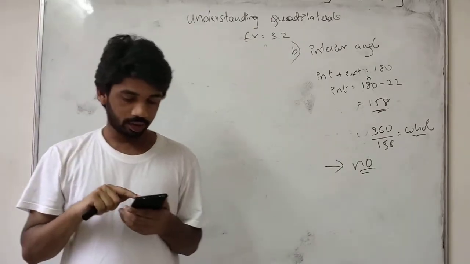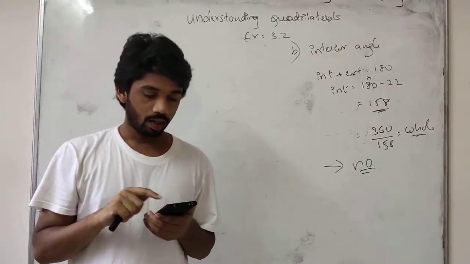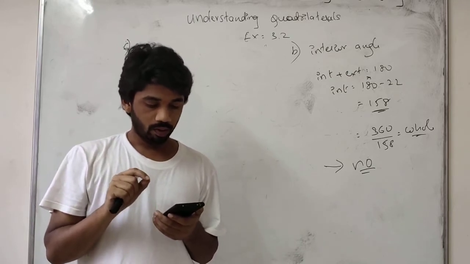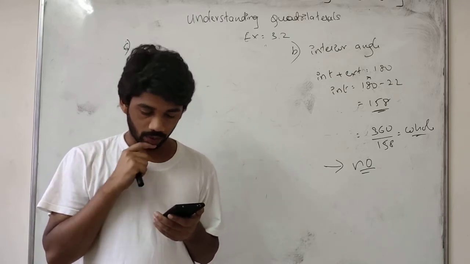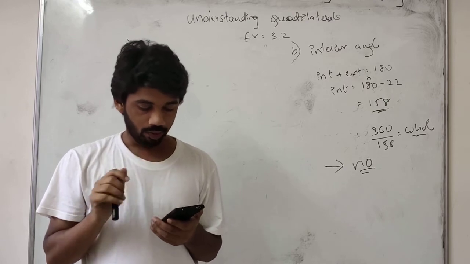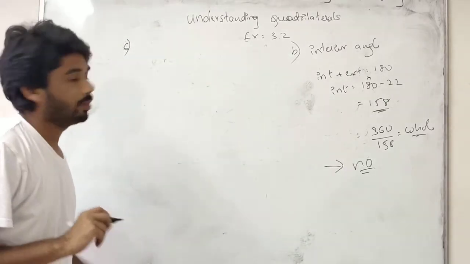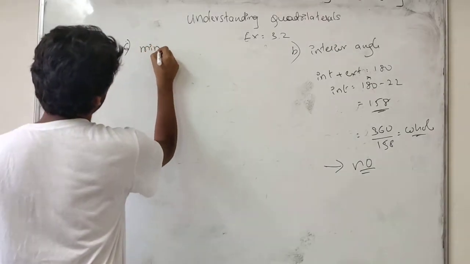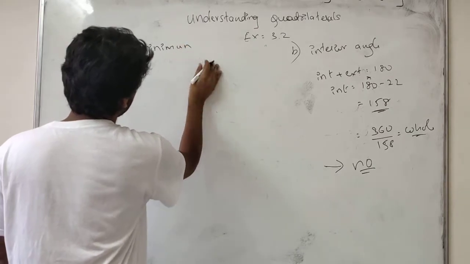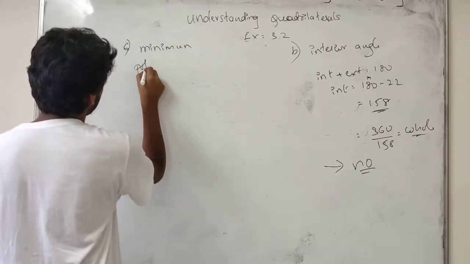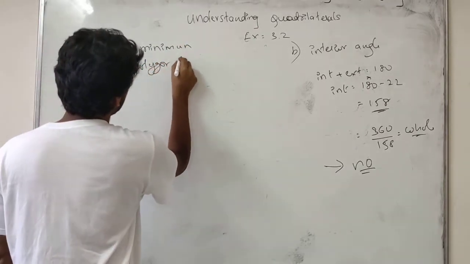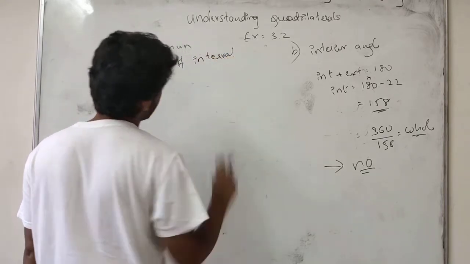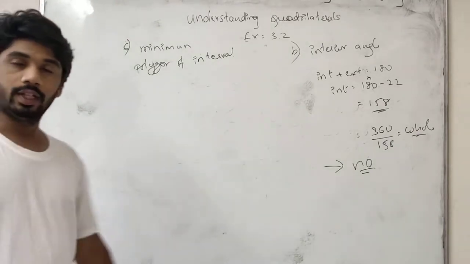So students, here is the sixth one. What is the minimum internal angle possible for a regular polygon? We have to find it. How many internal angles can there be at minimum?